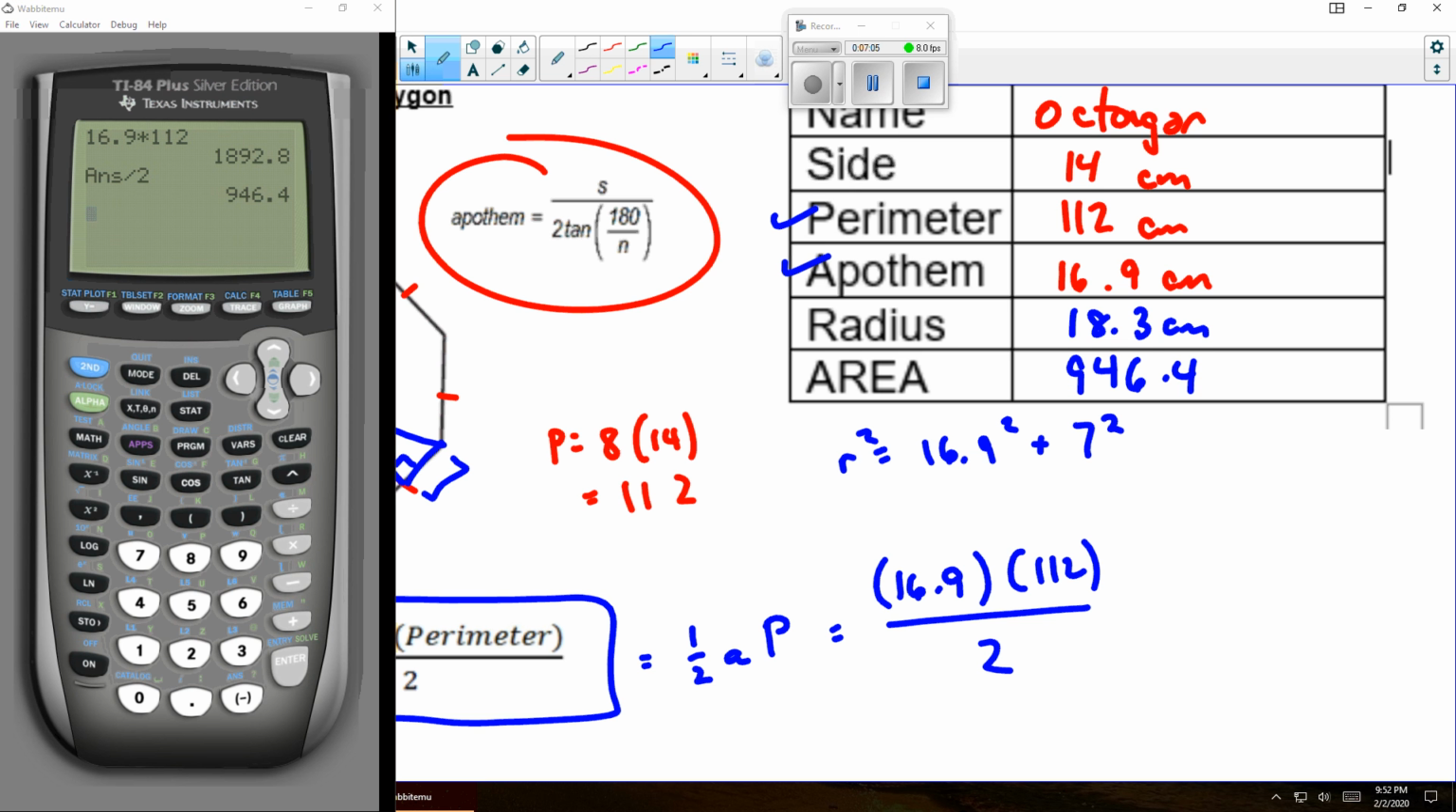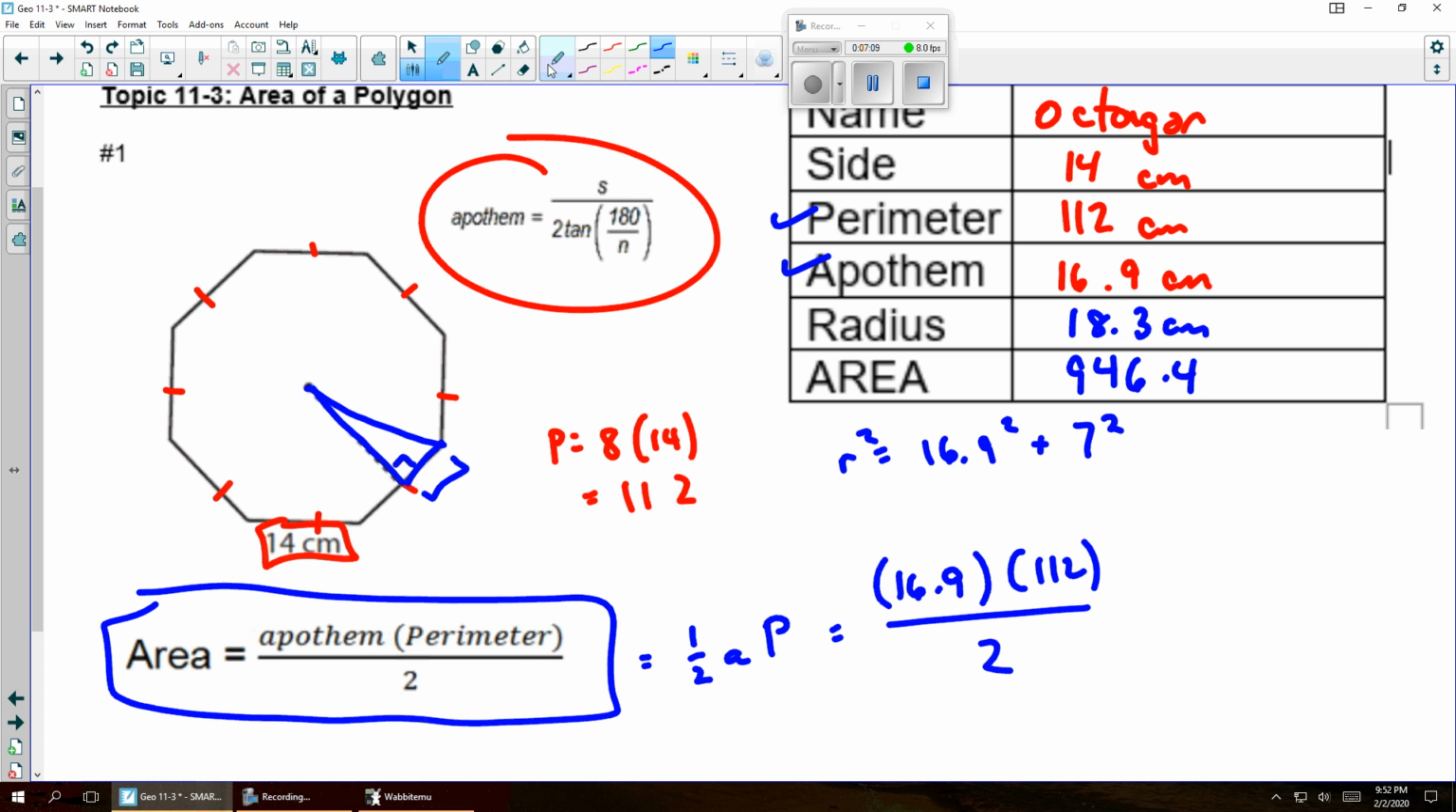So the only new thing that we're doing today is this idea right here. The area of a regular polygon. That's what we're dealing with now, regular polygons, where the sides and the angles are the same. And there's your formula for it. So let's look at another one. Turn the page over.